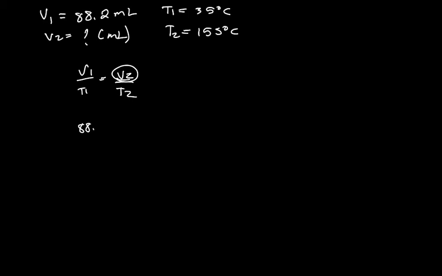And this time we're trying to solve for V2. Okay, so let's plug in V1, which is 88.2 mils. And because we want the second volume in mils, we can just leave it that way. We don't have to do conversions, all right? T1 is 35 degrees Celsius, but we should add 273 to that, okay? So we will just add 273. And so that will give us 308 Kelvin.